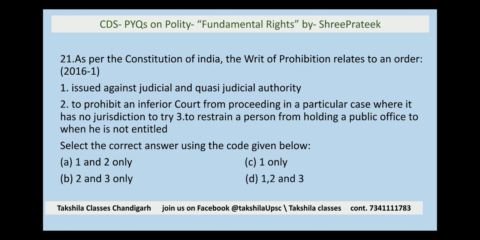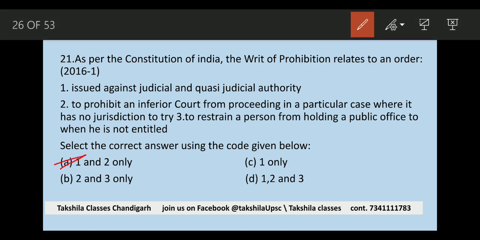Next, as per the Constitution of India, the writ of prohibition relates to an order issued against judicial and quasi-judicial bodies to prohibit an inferior court from proceeding in a particular case where it has no jurisdiction. That is true. Then, to restrain a person from holding a public office. So 3 is absolutely wrong because that is quo warranto. So 2 should be there, and only 2 is not an option. So 1 and 2 should have been the answer because 3 is for sure wrong. It is issued against judicial as well as quasi-judicial bodies.